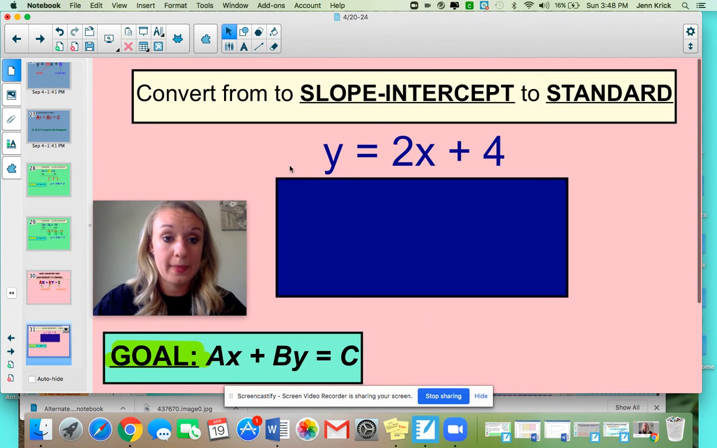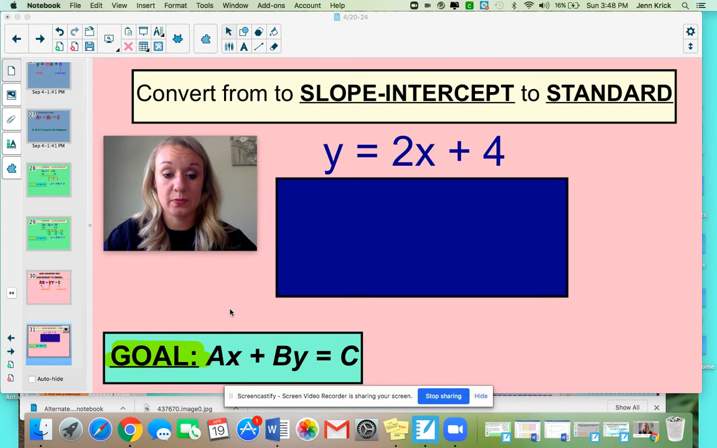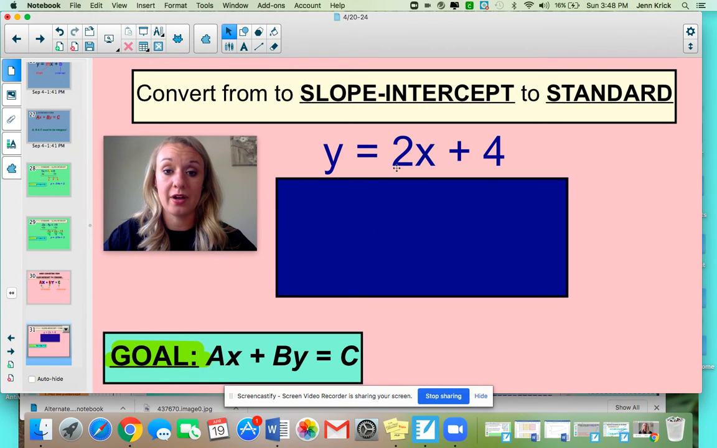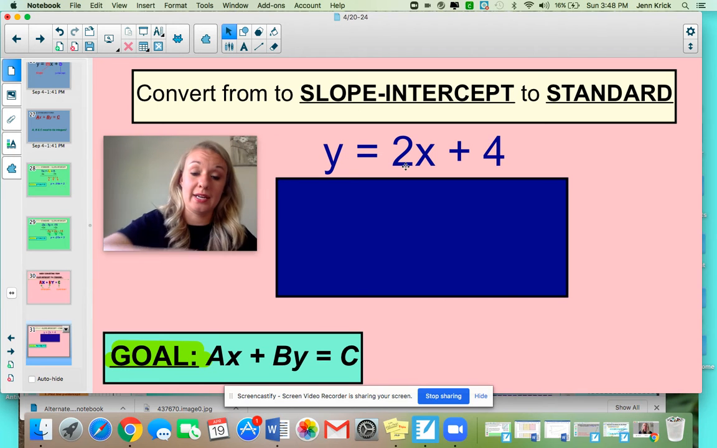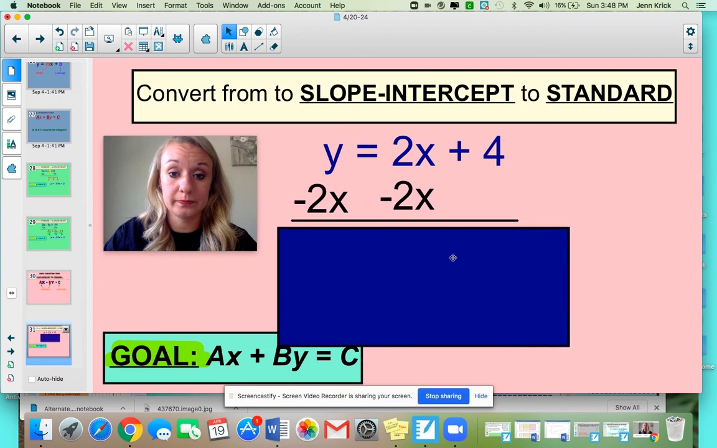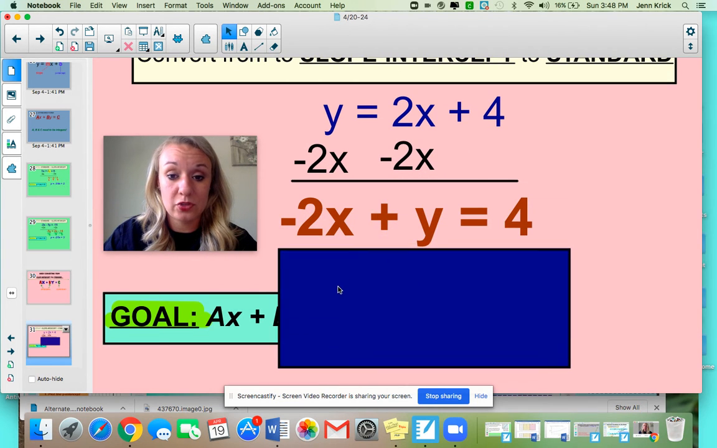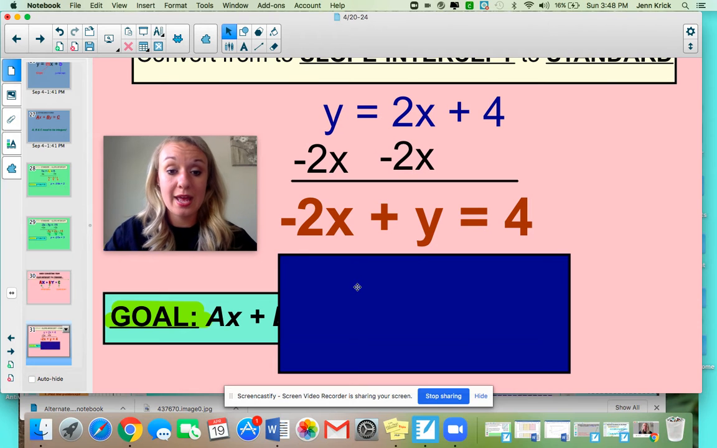So here we go. From slope-intercept to standard, we know that our goal is going to be ax plus by equals c. So first of all, we need to get this 2x term and move it to the other side of the equal sign. If it's positive, we'll move it with subtraction. We have minus 2x, minus 2x. Now we'll have negative 2x plus y equals 4.